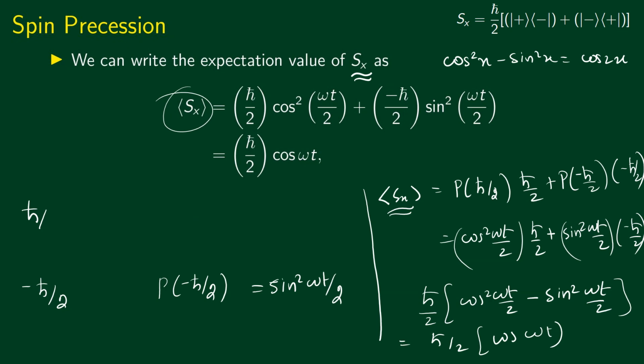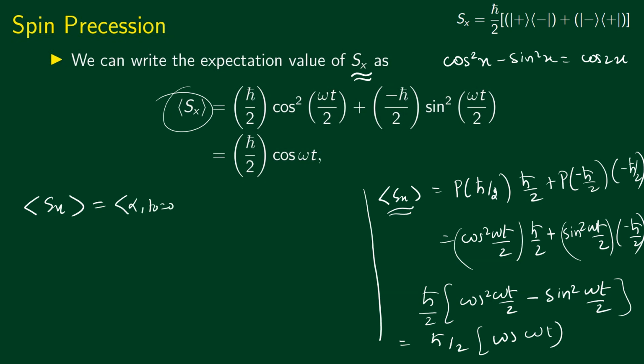Now we can also find the expectation value using the basic definition for expectation value. We know that the expectation value of Sx in the state alpha, t0 equal to 0, at time t, is given by bra alpha, t0 at time t, operator Sx, and ket alpha, t0 at time t. This is actually the definition for expectation value. You can of course get the same result by carrying out this calculation also.